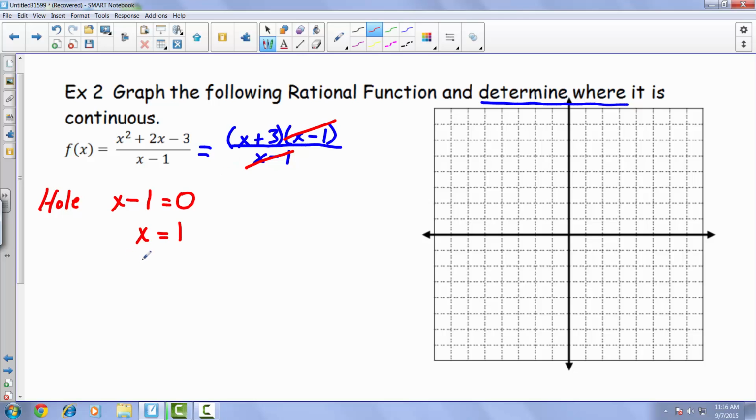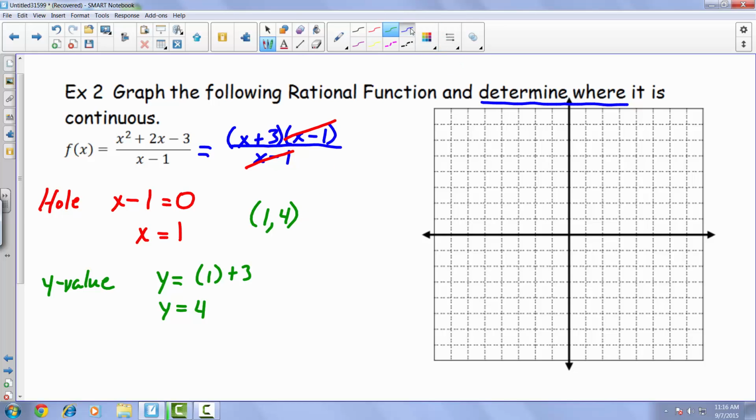And now we can go ahead and throw that into our simplified version of the function to determine what that y value is. So for the y value, not the y-intercept, just the y value specifically for this hole, we end up with y is equal to 1 plus 3. So it looks like it just comes out to be 4. So we should see a hole specifically at 1, 4.